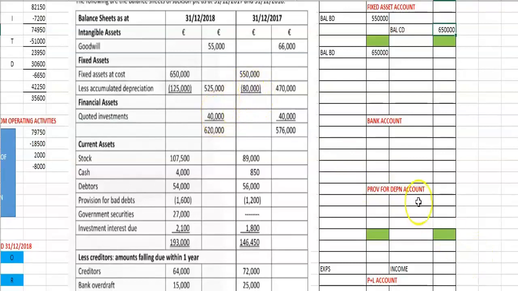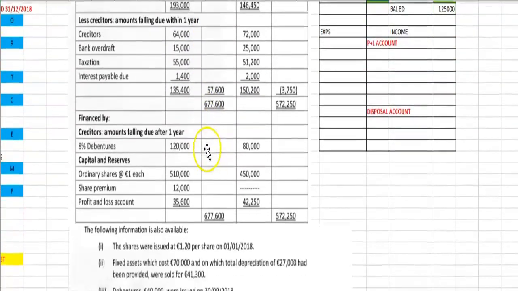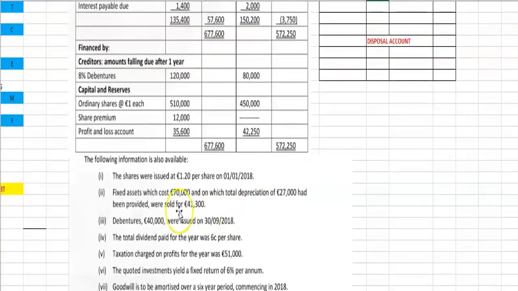The opening balance of $80,000 will go on the credit side of the depreciation account. And the closing balance of 125,000 will also go on the credit side. Now, if you have a closing balance BD of 125,000, you must have had a balance CD corresponding with that of 125,000. So now you have all your opening balances in, and you've taken that information from this section of the balance sheet here. The next thing you should do is enter any additional information that you were given.